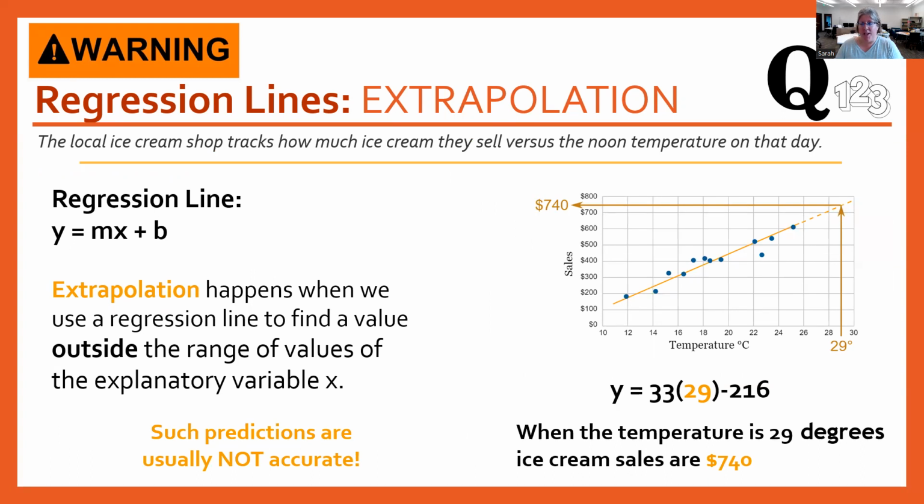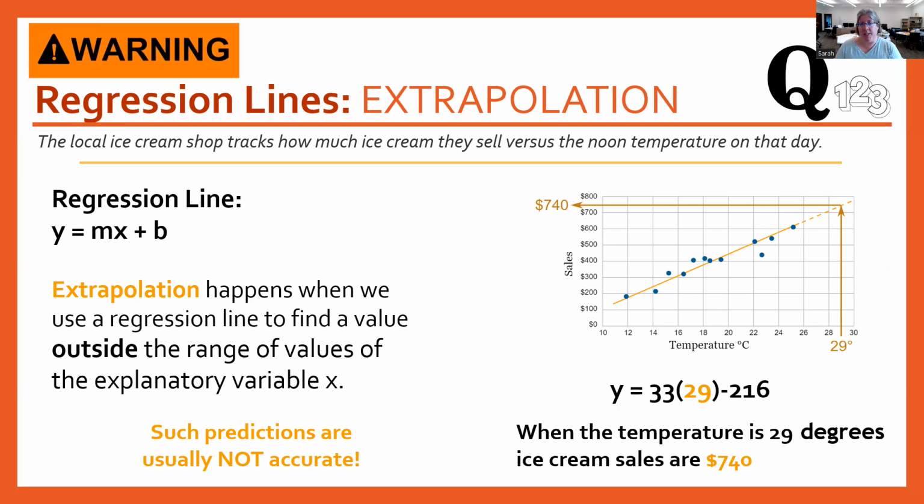If I tried to use this for some point that's much further out, that would absolutely be extrapolation. Sometimes though, these ones that are really close to where the end of your data points are might be okay, they might not be okay. With this one, 29 degrees gave me a predicted sales of $740.